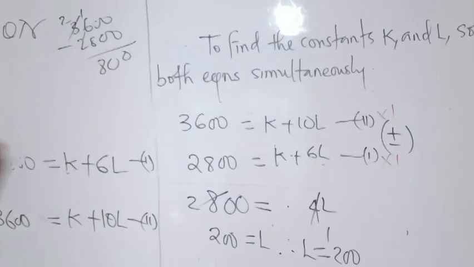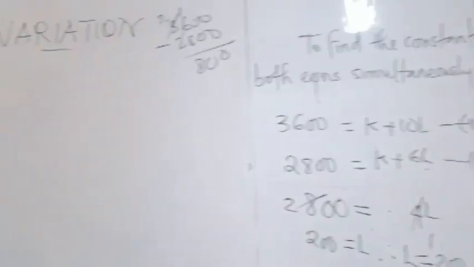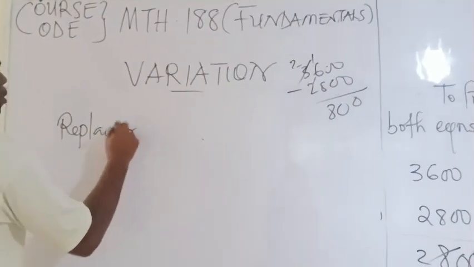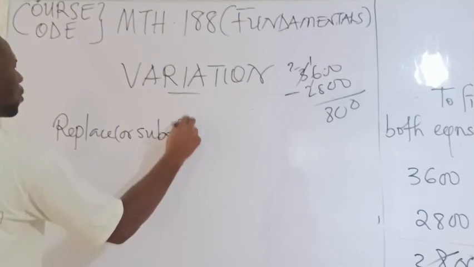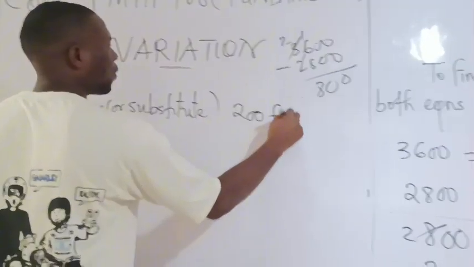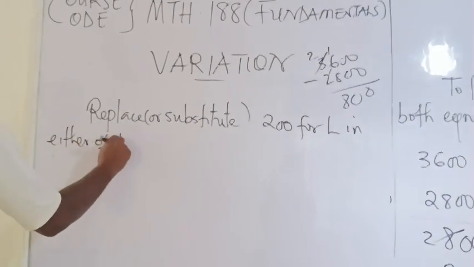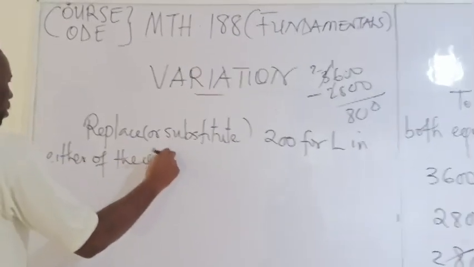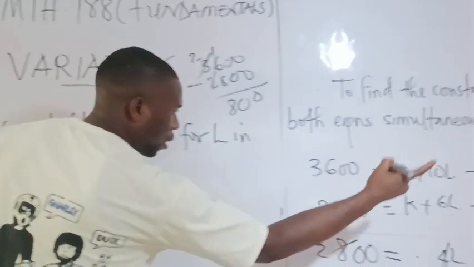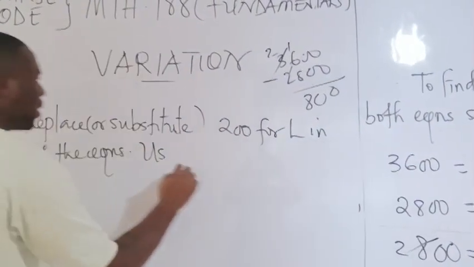Now I know the first constant, L, which is 200. So what I'll do is replace, or substitute, 200 for L in either of the equations. It could be equation 1 or 2. Let me use equation 1. Of course I could have used equation 2 and I'd still get the same answer.